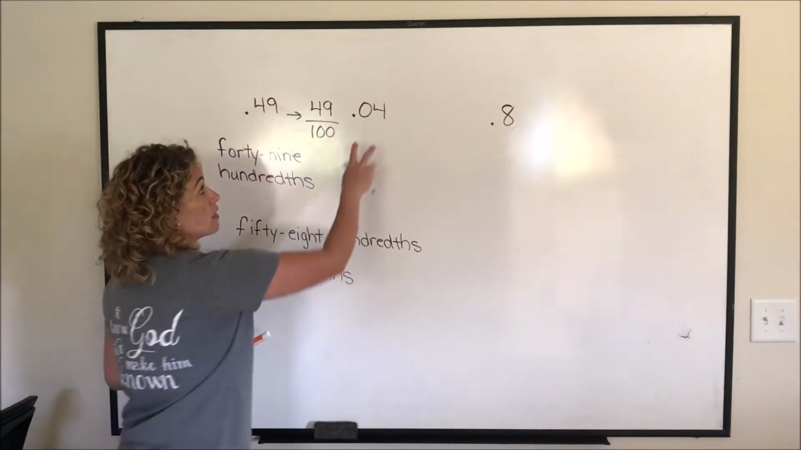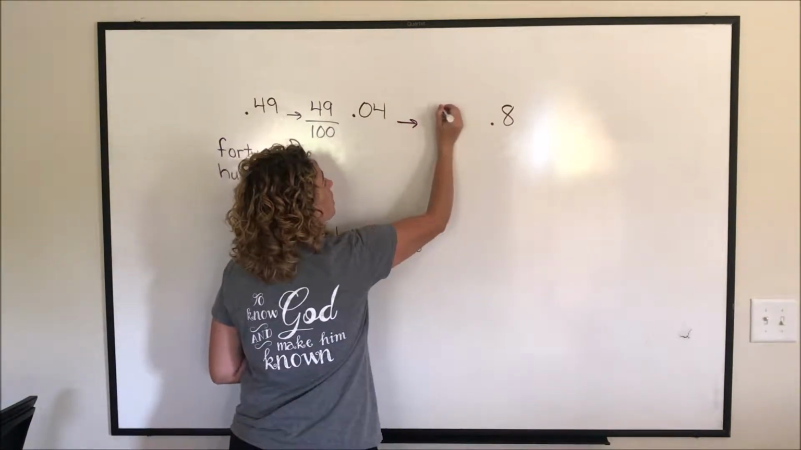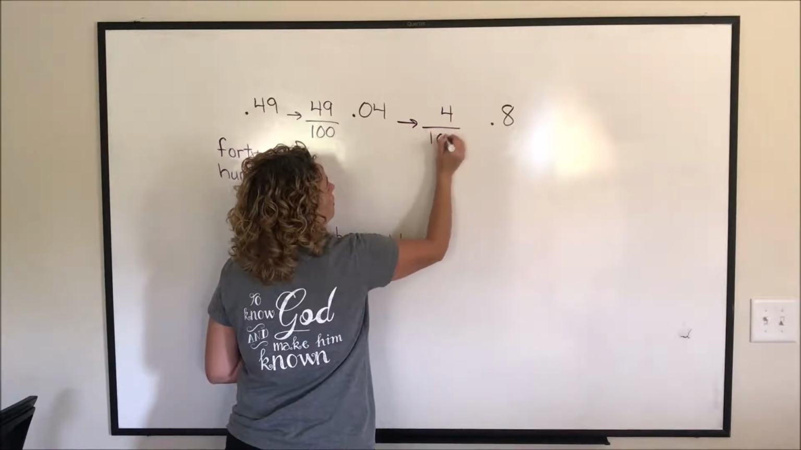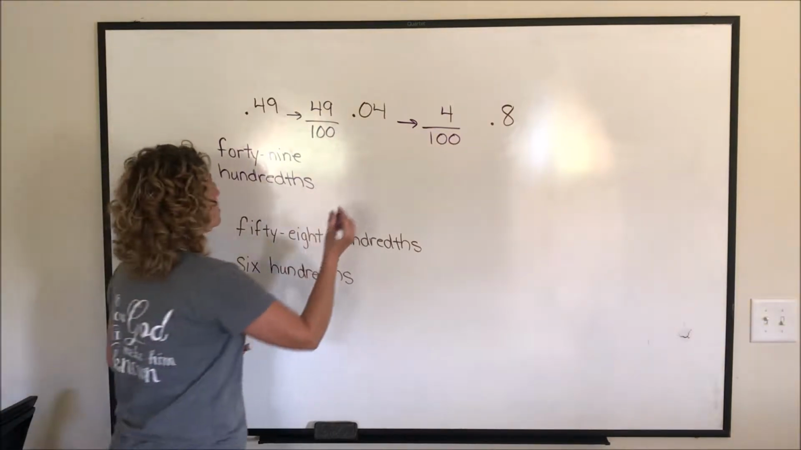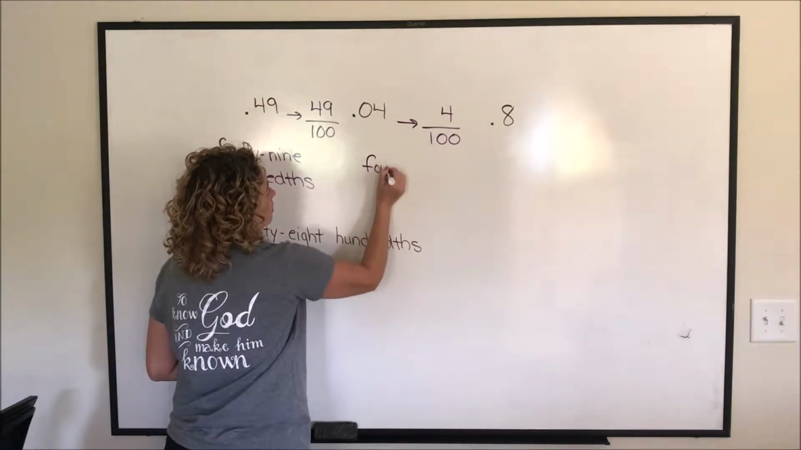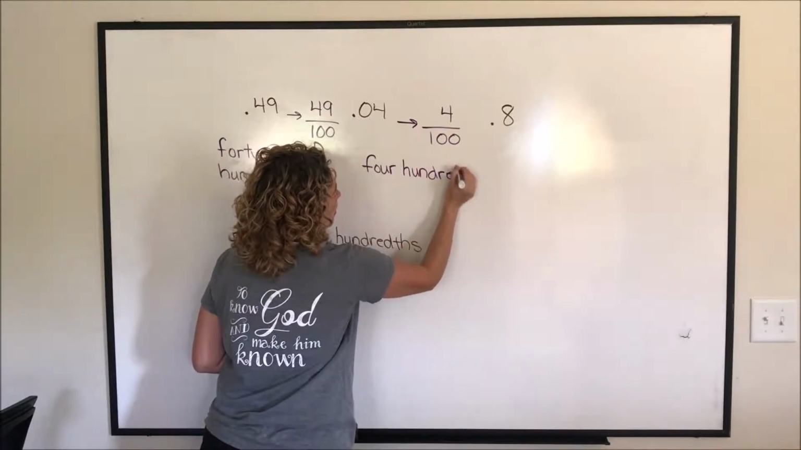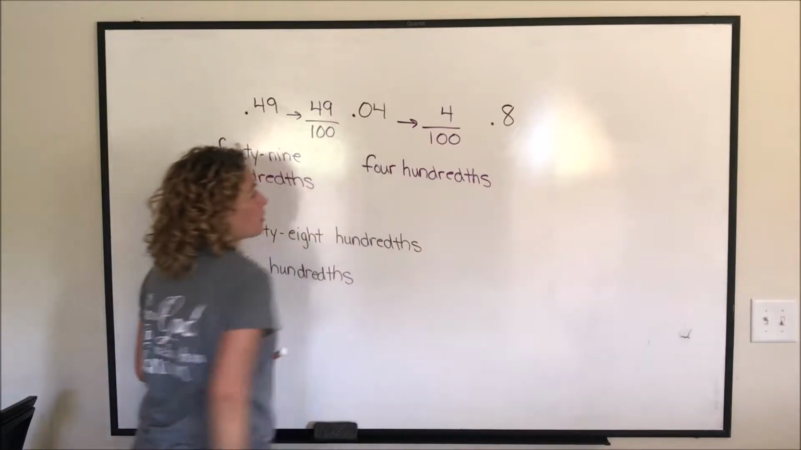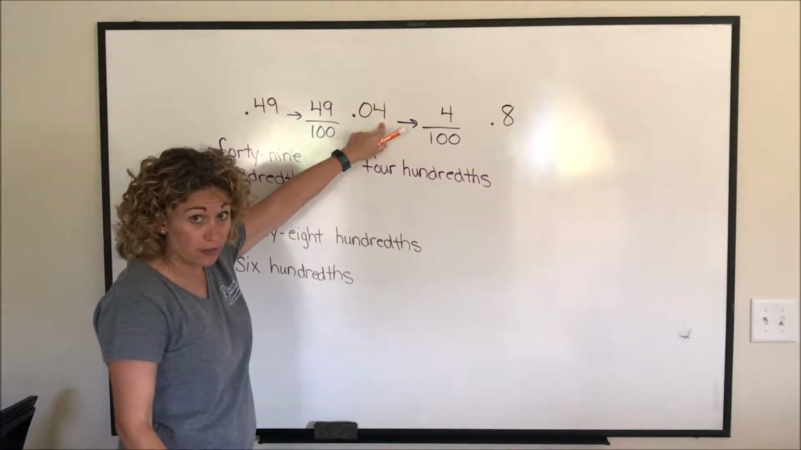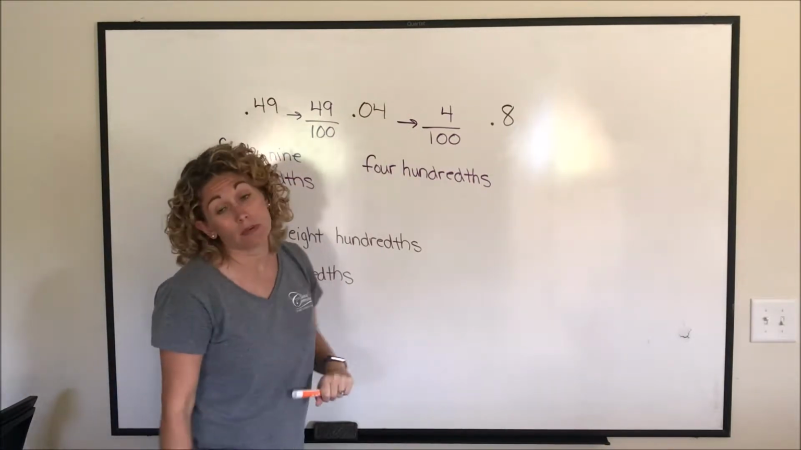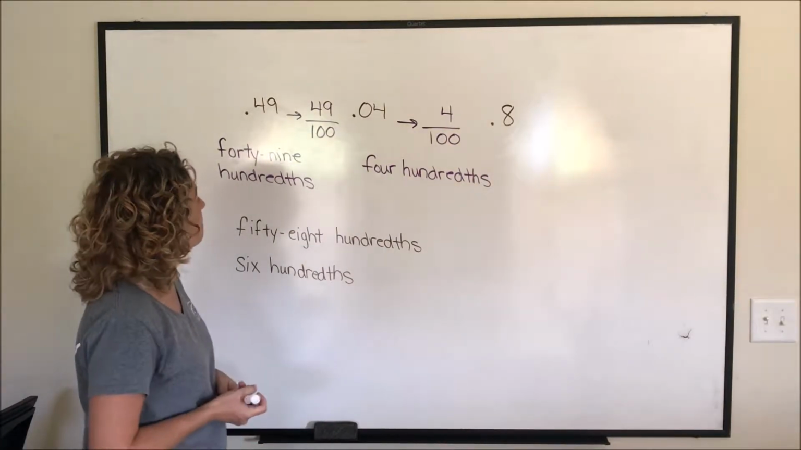Again, if this was money, that would be 4 cents. So what that really means is we have 4 out of 100. Okay. So when we write the name of this, this is really 4 hundredths. The first spot is the tenths, then hundredths, and the next one, if it was there, was the thousandths. And again, the THS is at the end of that.